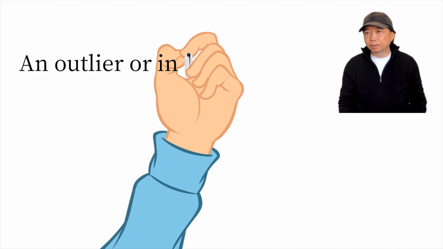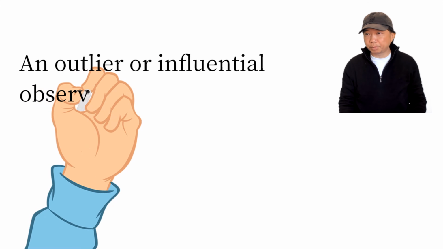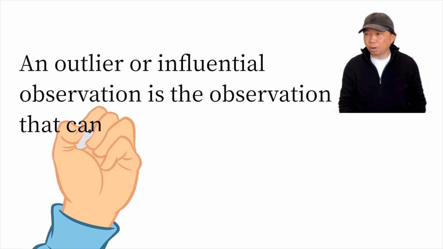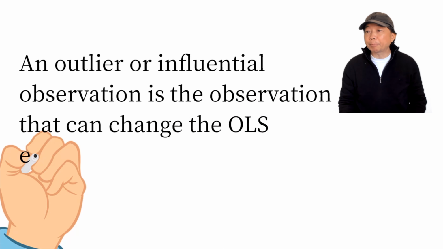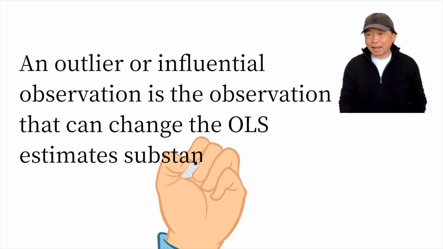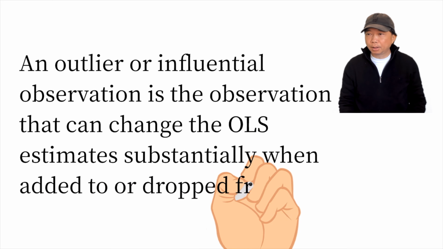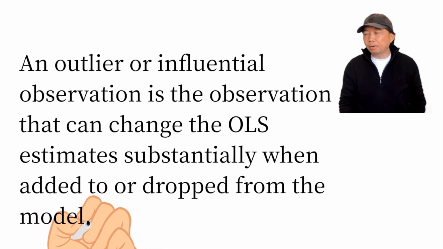An outlier or inferential observation is the observation that can change the OLS estimates substantially when added to or dropped off the model. We are concerned about the outliers because we could have different conclusions with or without that observation in the sample.